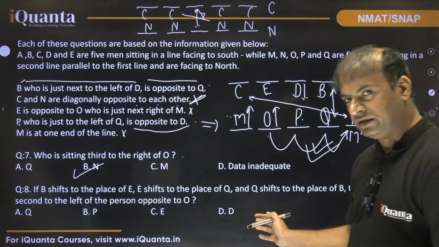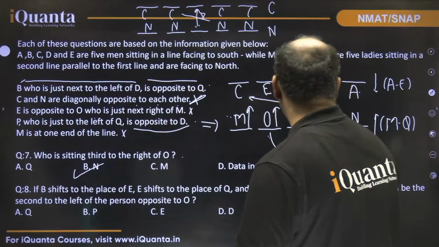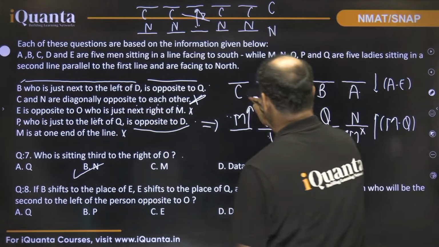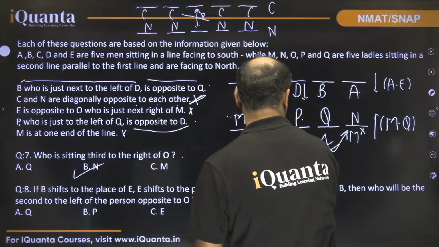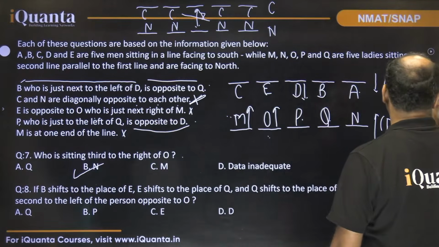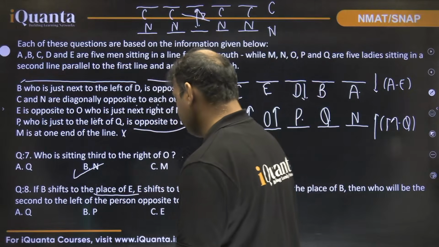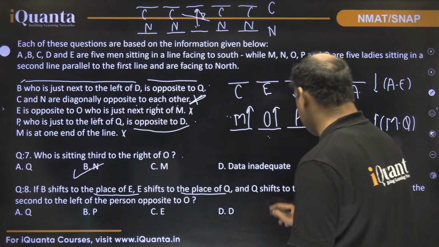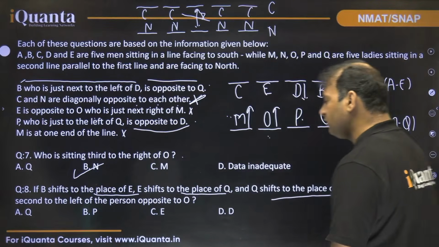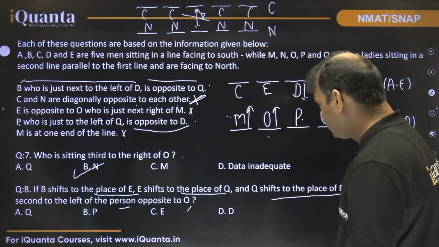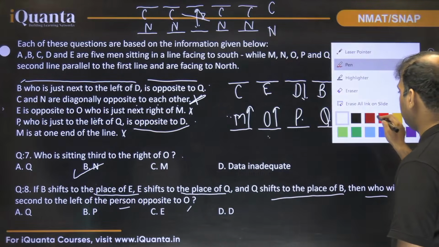In this basically they are given multiple information. So let me get some space first. Okay, so what they are saying in this question is that if B shifts to the place of E, E shifts to the place of Q, and Q shifts to the place of B, then who will be second to the left of the person opposite to O? Okay, guys, let's do this first. Let me use the other color.